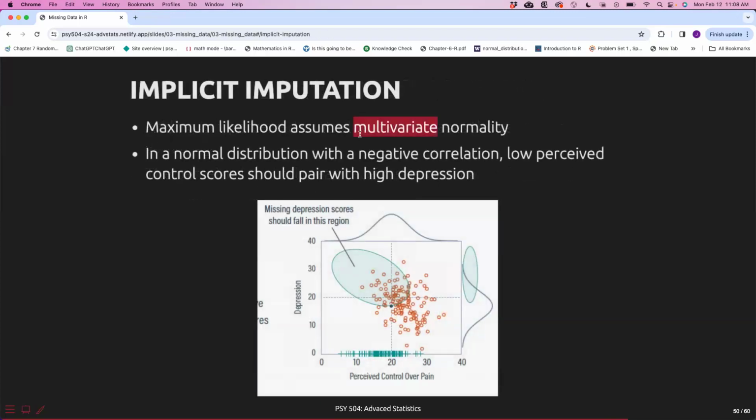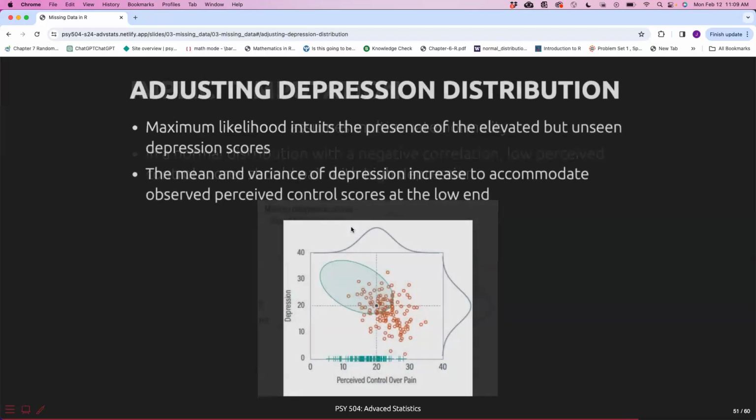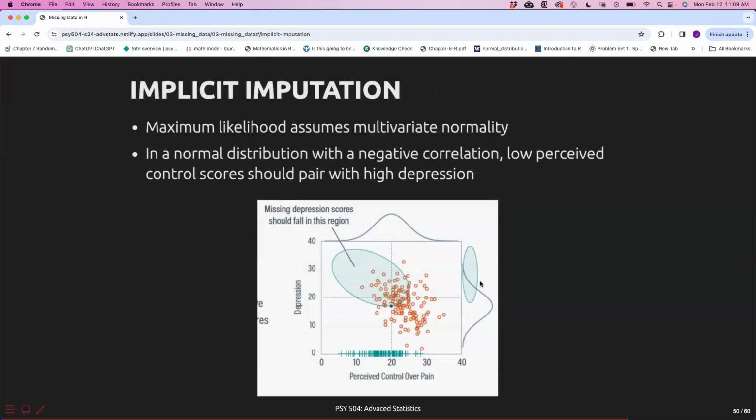What we can do is use maximum likelihood, which assumes multivariate normality, right? Assumes a normal distribution. And we know that in this data set there is a negative correlation: low perceived control, high depression, or conversely, high control, low depression, right? So there's a negative correlation within this distribution. What maximum likelihood can do is basically intuit where the missing values most likely fall. So the values would probably fall on the tail end here, right?